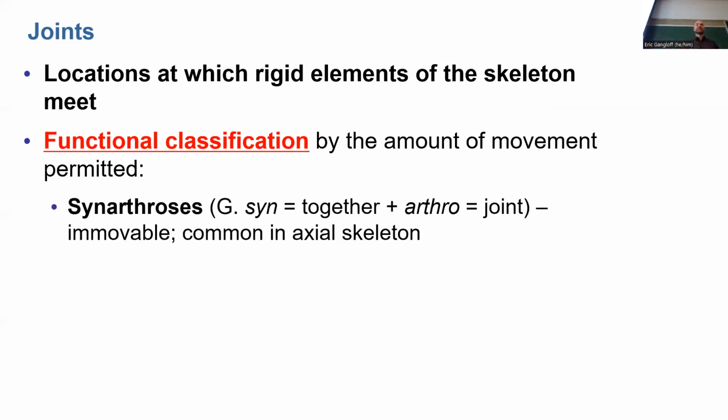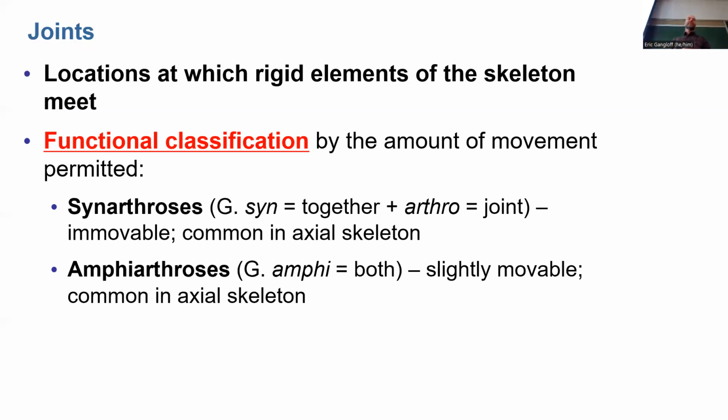The first is what's called synarthroses or synarthritic joints. These are joints that are immovable. For example, the sacroiliac joint, the joint between your coxal bones and your sacrum, has no movement. Another great example is the bones of your skull. Your skull is composed of a whole bunch of different bones, but they're not moving against each other, hopefully. Those are called synarthritic joints.